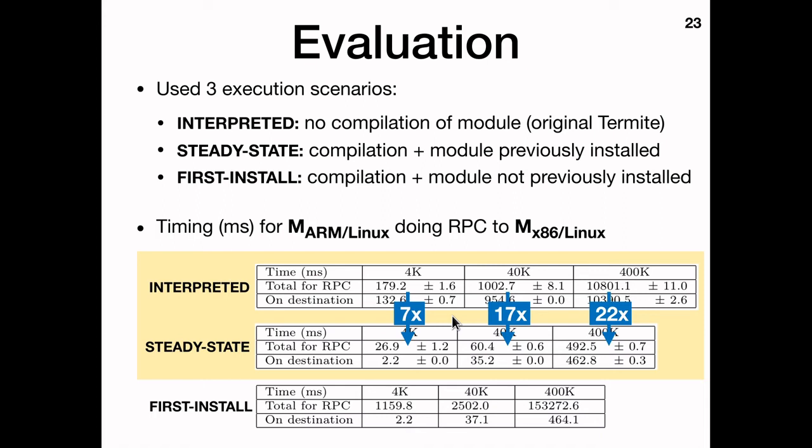So the speed up was dependent on the code size. This can be explained by the fact that when it's interpreted, the messages are much larger than when it's compiled, and also the execution time of compiled code is much faster. So we have a speed up in both network transmission and execution of machine code.